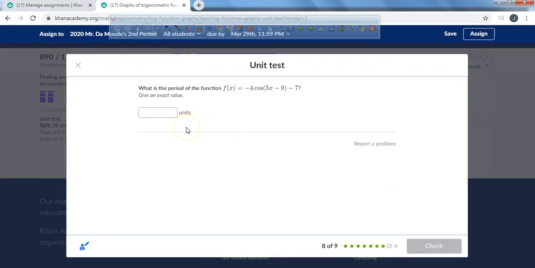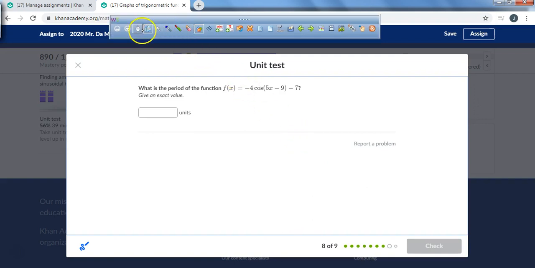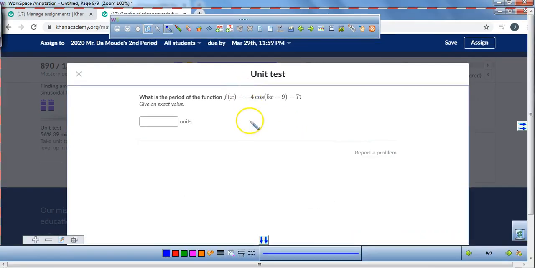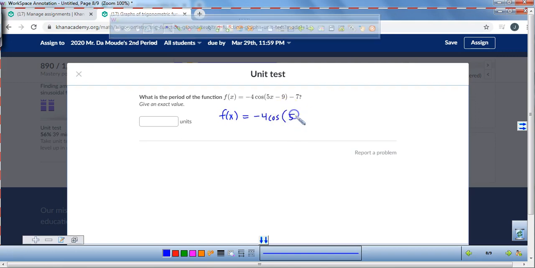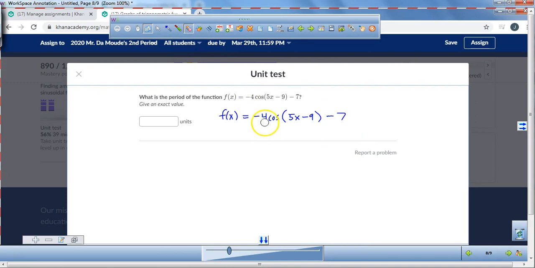Okay, so here we go. This one says, what is the period of the function? So right now, all we're looking for is the period of the function. Once again, I'm going to write everything out. Okay? So I'm going to erase different things now. This part right here, that is your A value. This is your B value.